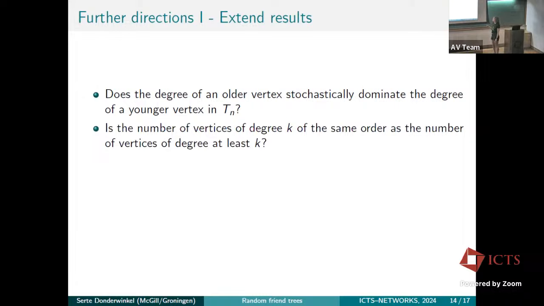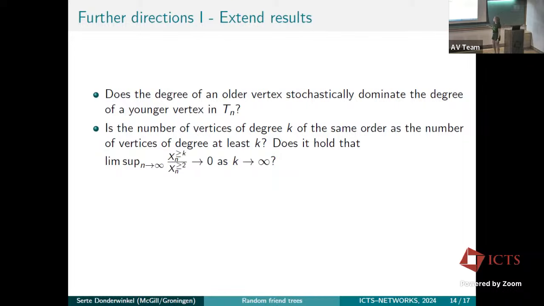What we also don't know is whether the number of vertices of degree exactly k is of the same order as the number of vertices of degree at least k. We know that the number of vertices of degree at least k is the same order as the number of vertices of degree at least k plus one. But some of them must get stuck at k, right? We know that every vertex has positive probability of staying at k forever, but we don't have enough independence to turn that into a result. This feels like a very silly question. Of course, vertices shouldn't get stuck at level k for some reason, but we can't prove it.